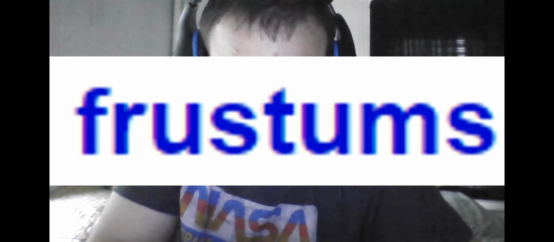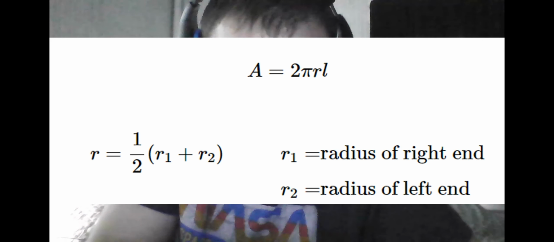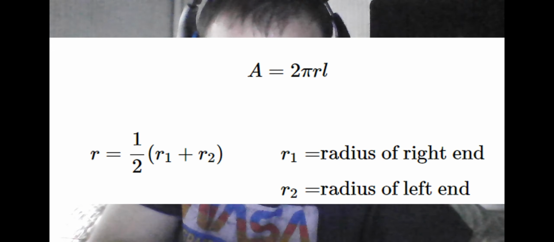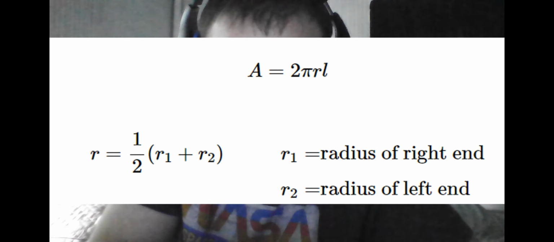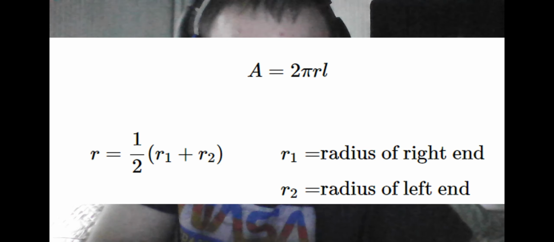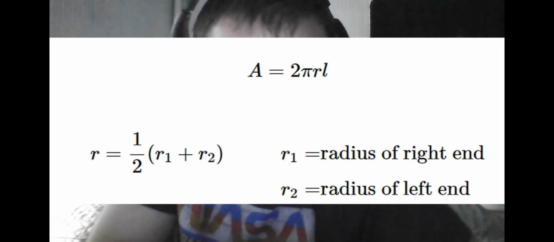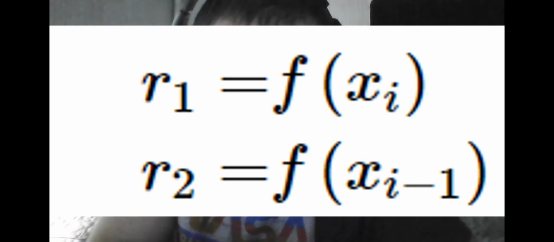And the surface area of each frustum would be 2 pi times radius times length, whereas a trapezoidal shape, the radius would not be a constant, but rather would be 1/2 radius 1 plus radius 2, which are the different radiuses at either endpoint. We see one radius would be a function at a specific point, so the other radius would be the function before that, and the length of the frustum would simply be the line segment.